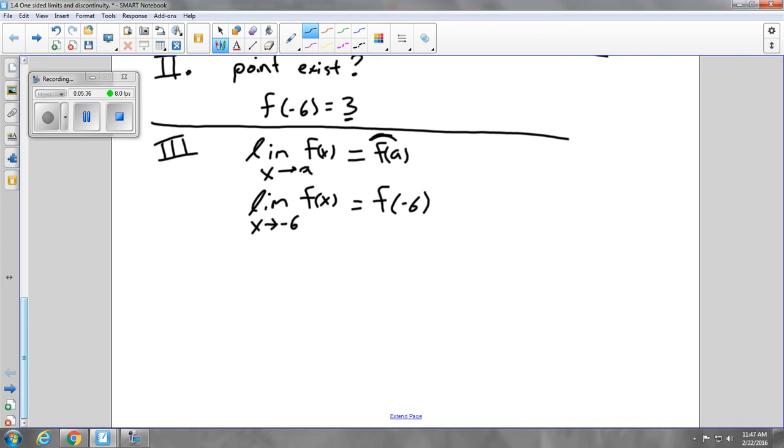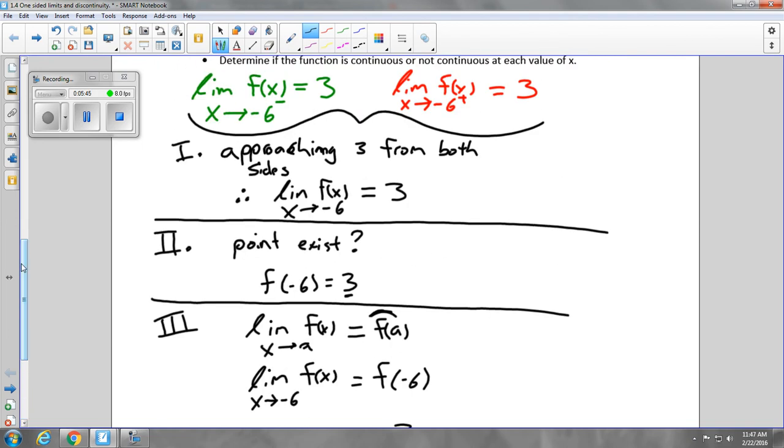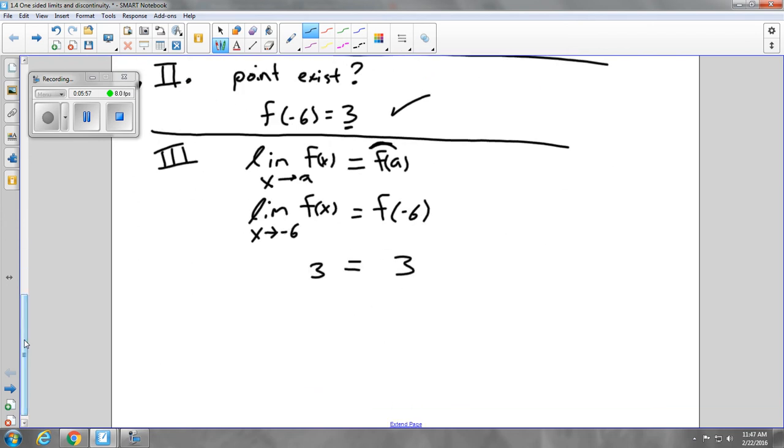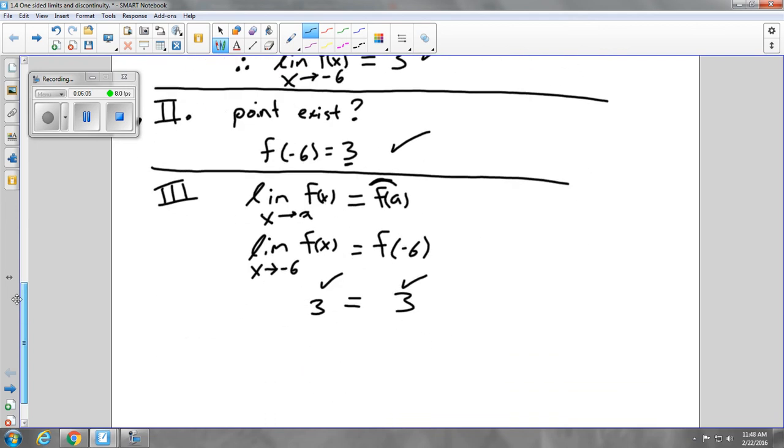And it does. This does check out. So what we're saying is that yes, 3 is equal to 3. We're saying, do 1 and 2 match, really, is all we're saying there. In 1, the limit was equal to 3. In 2, the value was equal to 3. And then this is really saying, yes, 3 does equal 3. The point matches the limit, I guess you can think about it that way. Let's write that down.